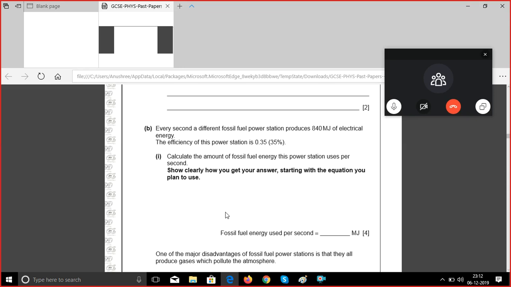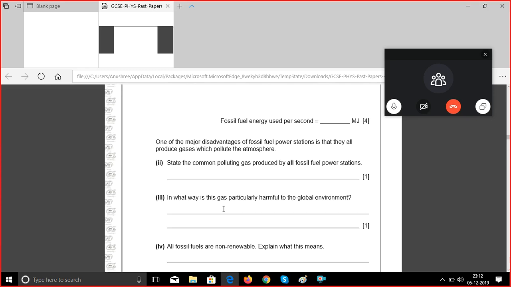One of the major disadvantages of fossil fuel power stations is that they all produce gases which pollute the atmosphere. State the common polluting gas produced by all fossil fuel power stations. Carbon dioxide. Yes.